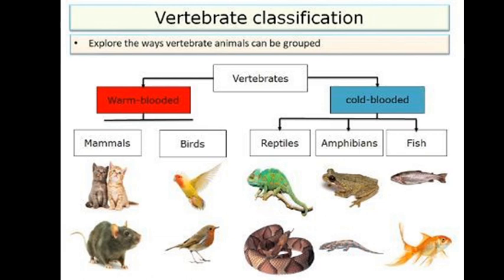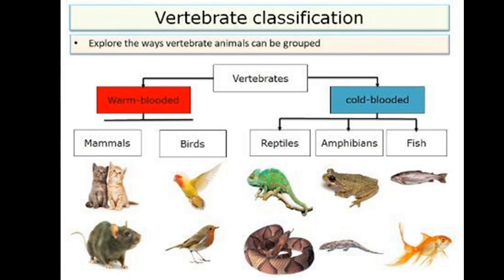So we said that vertebrates are those animals with backbone. So they are classified into warm-blooded animals and cold-blooded animals. Warm-blooded animals like the mammals and birds. Cold-blooded animals like reptiles, amphibians, and fish. Let's see. We're going to talk about the differences between each group now.